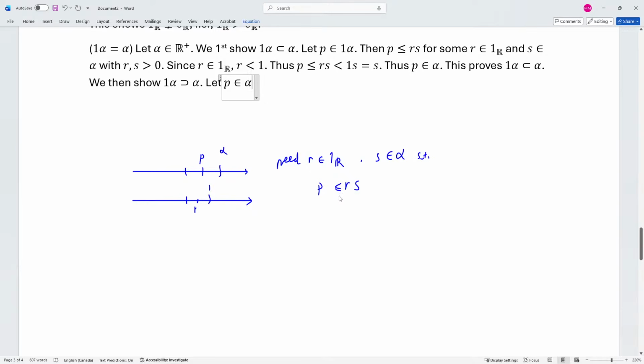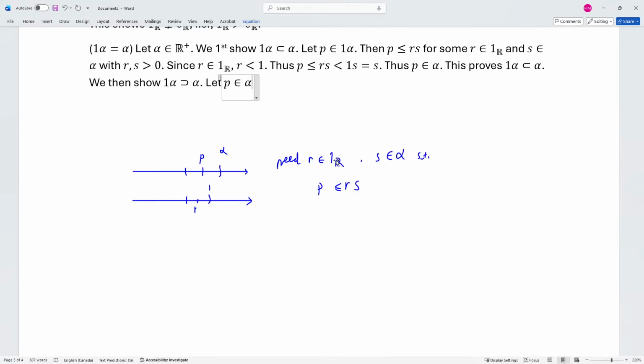I can't just pick S to be P, right? Even though P here is less than or equal to R times S, I can't just let S be P because R would otherwise be 1, but 1 is not in 1. Does my previous comment make sense? Okay, I didn't finish reading. Let me take a look.